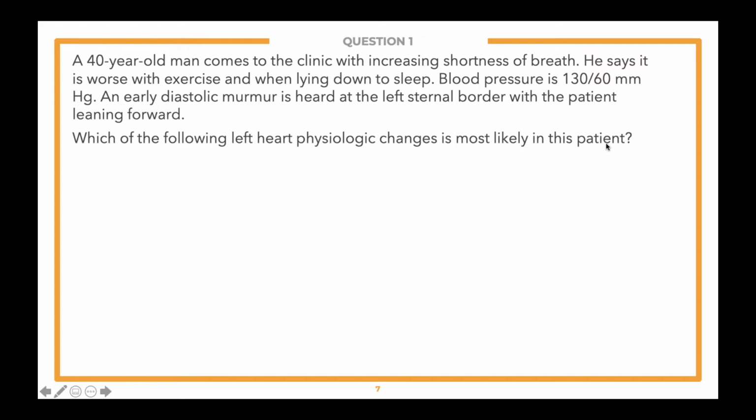Once we do that, we'd like to start with the lead-in. The lead-in is the last sentence or the question itself. And the reason we read that first is because we want you to know what the test writer is asking before you read the vignette, so you can pick up on all the relevant clues and save valuable time on testing. So let's read that lead-in now. Which of the following left heart physiologic changes is most likely in this patient?